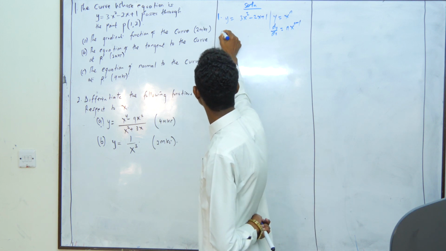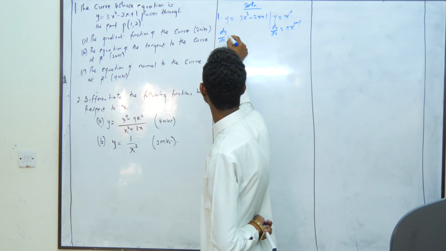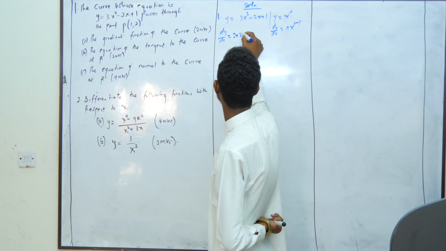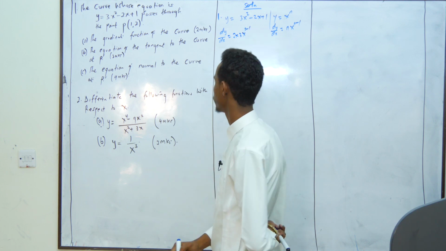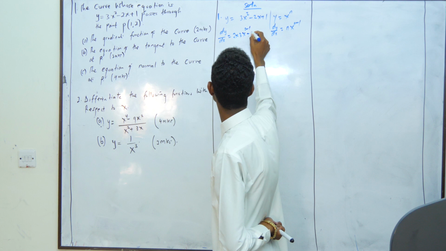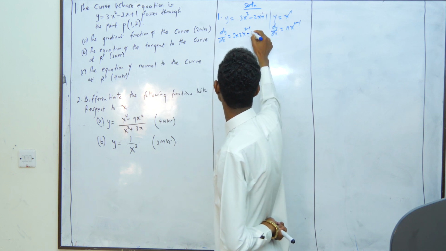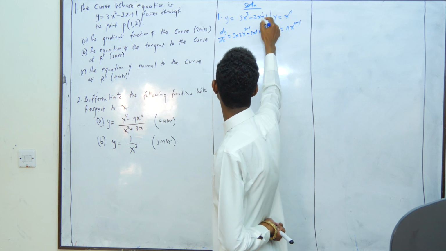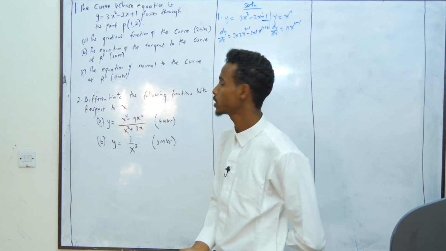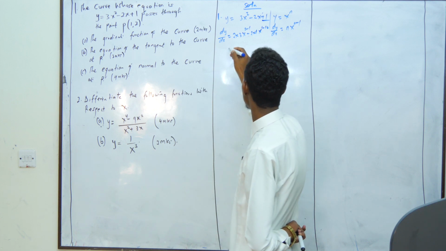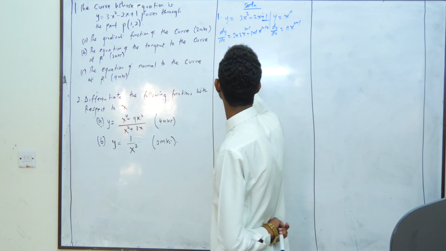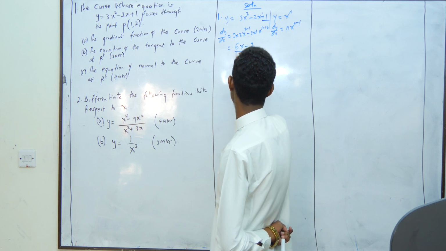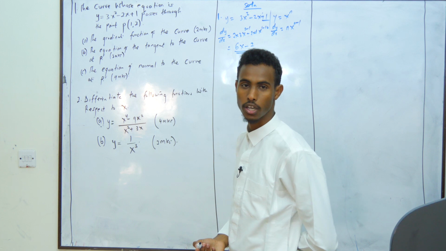Now, it becomes dy over dx equals, our n is 2, so 2 times 3, x to the power 2 minus 1. Minus, this is our x to the power 1, so 1 times 2, x to the power 1 minus 1. We drop the constants in derivative functions. Now, it becomes 2 times 3, which is 6x minus 2. And that is our gradient function of the curve.